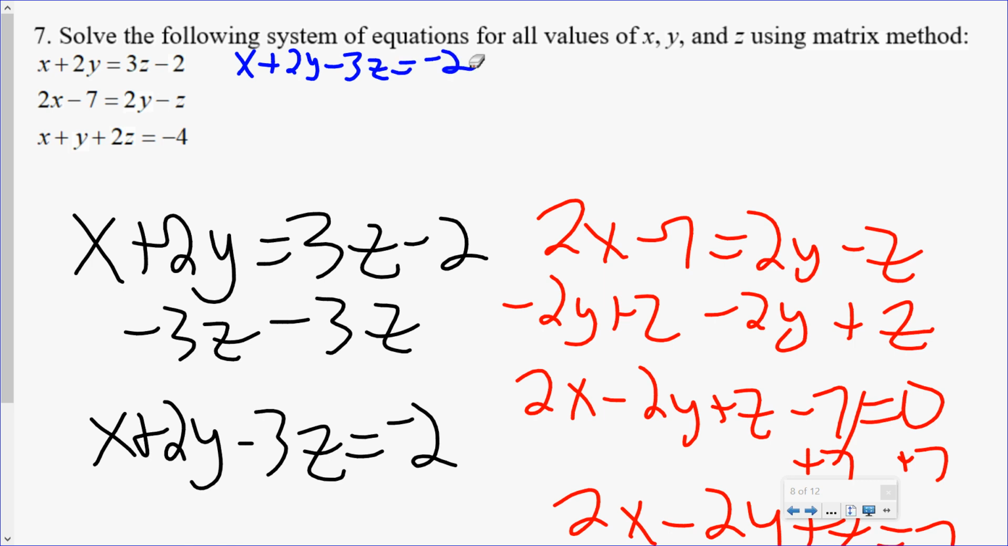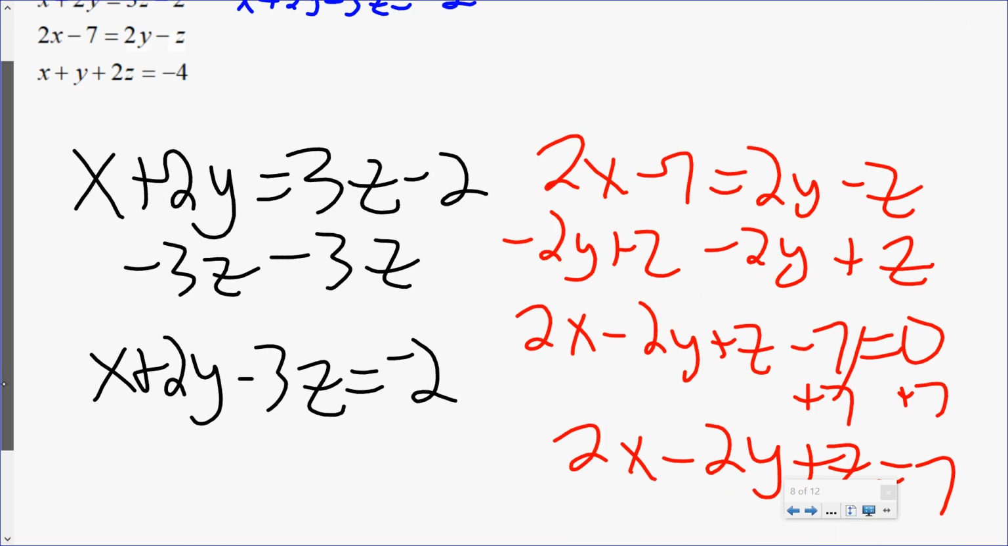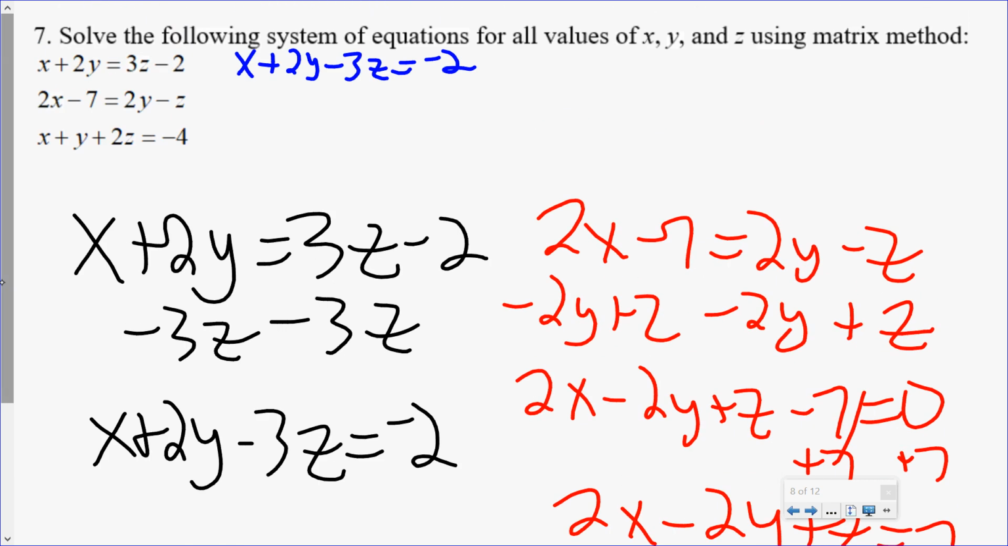Then the red one is 2x minus 2y plus z equals 7. The third one can stay. And now I can just put it in. So I want you to try it on your own from here. So if you can, please pause the video and try to do it from here on your own.